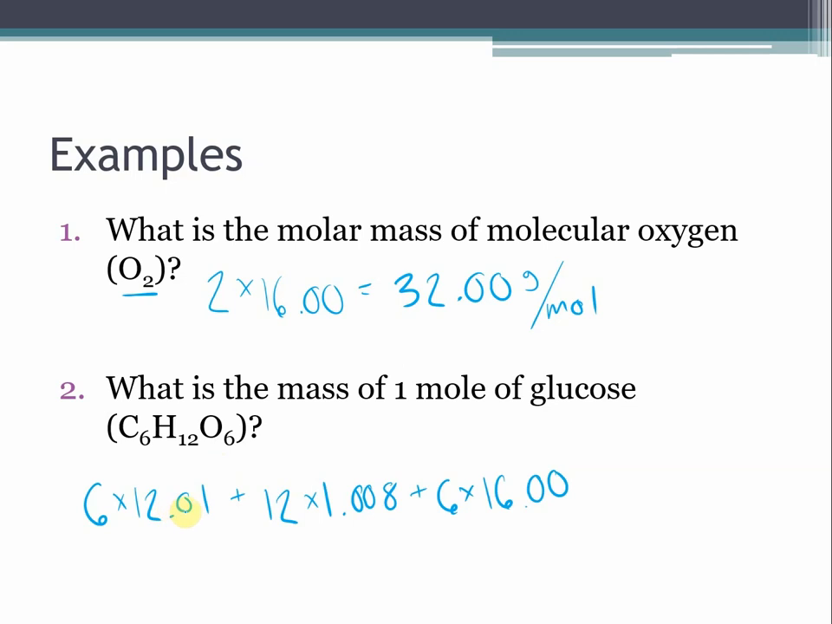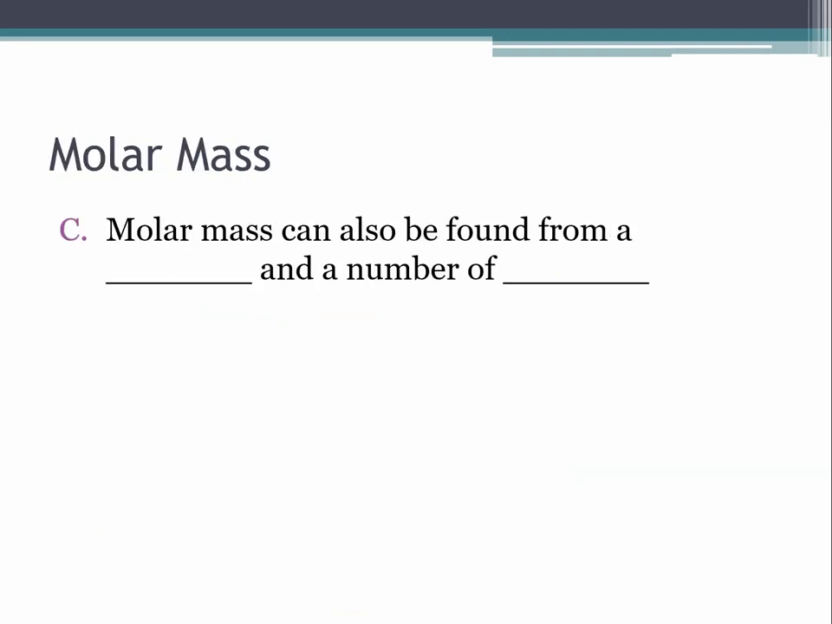So then when you plug it into your calculator, 6 times 12.01 plus 12 times 1.008 plus 6 times 16, your calculator should tell you that the molar mass of glucose is 180.16 grams per mole. Just add up all of the atoms that are in that compound and you will get the mass of the compound itself. So if you know the thing you're talking about, if you know the element or the compound, you can find molar mass this way.